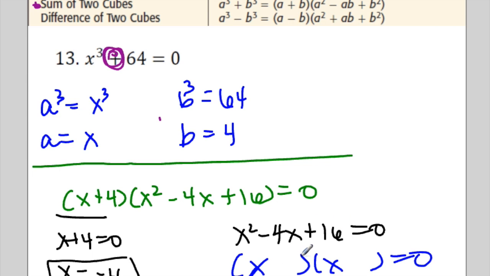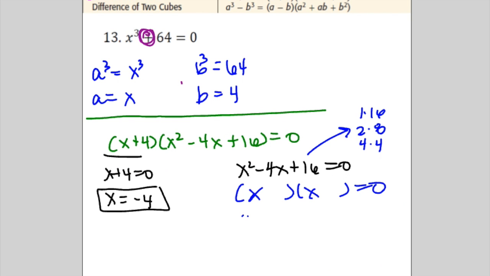Now I try and factor this one, because I see it's a quadratic, multiplies to 16 but adds to negative 4. The only things that multiply to 16 are 1 and 16, 2 times 8, and 4 times 4. I cannot get to negative 4 in any way. So this one is not factorable from this point, so that means I need to use the quadratic formula. So I go ahead and I'm going to start plugging it into that.